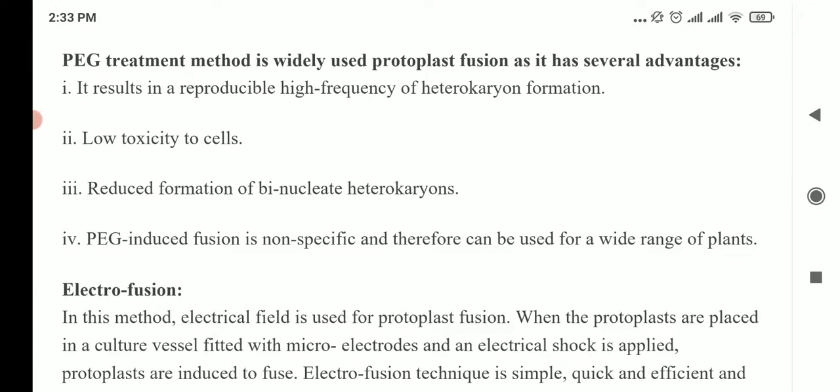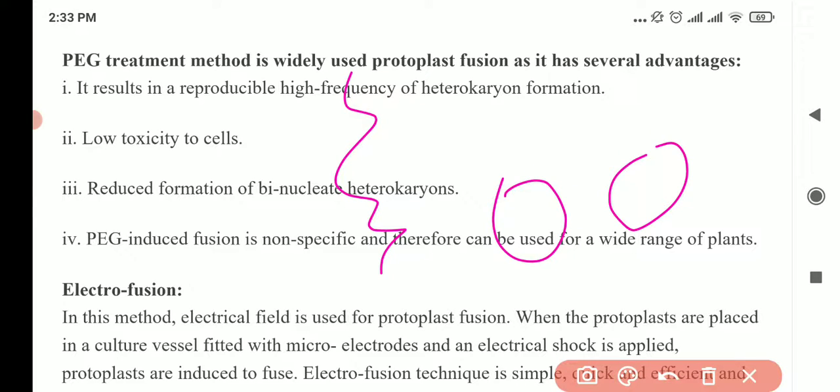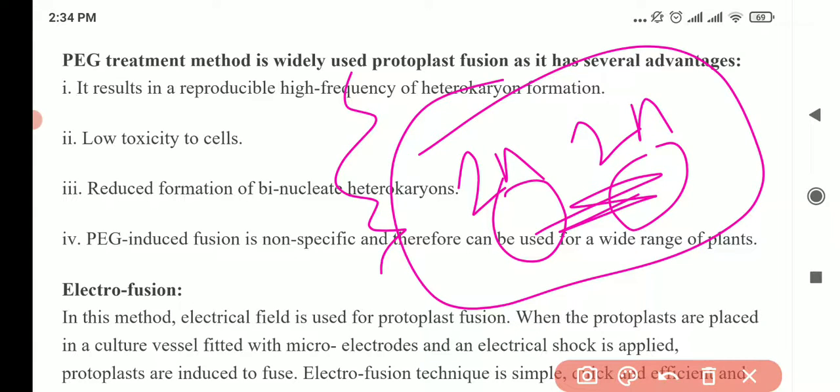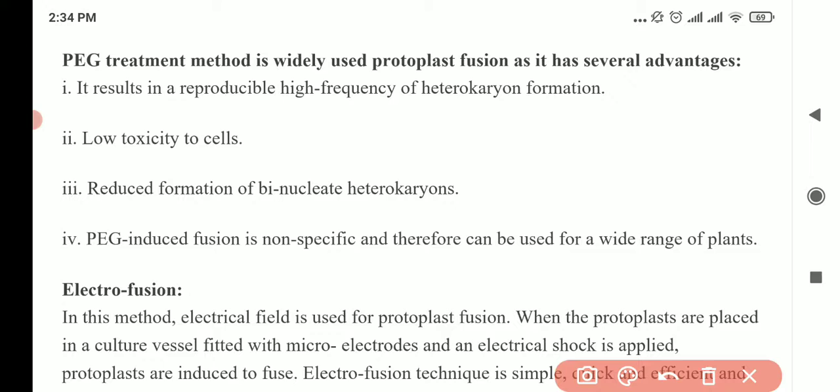These are the advantages: low toxicity, high frequency of heterokaryon formation, and reduced binucleate heterokaryon. Binucleate means like this. This is the nucleus, this is also a nucleus. The nucleus hasn't fused. The protoplast fused, but the nucleus hasn't fused.